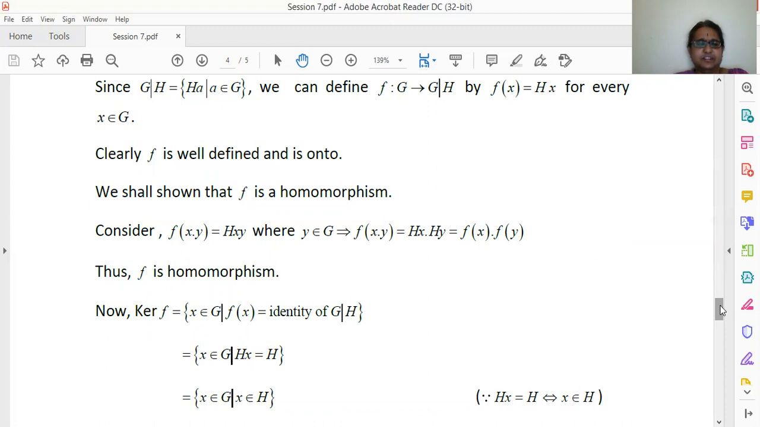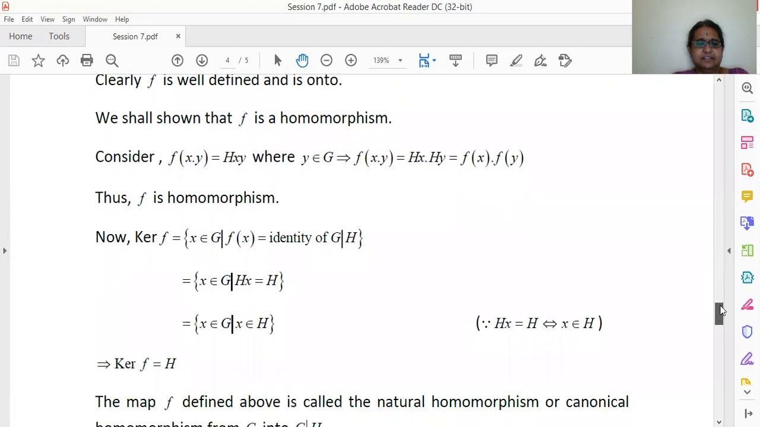Then we have to find the kernel of f. The definition of kernel f is the set of all x which belong to the domain, so here it is G, such that f of x is equal to the identity of G by H. The identity of the quotient group G by H is H. So kernel f is the set of all x which belong to G such that Hx is equal to H.